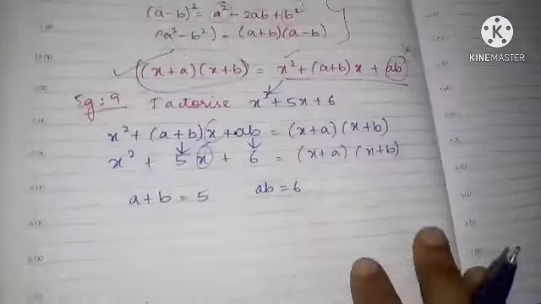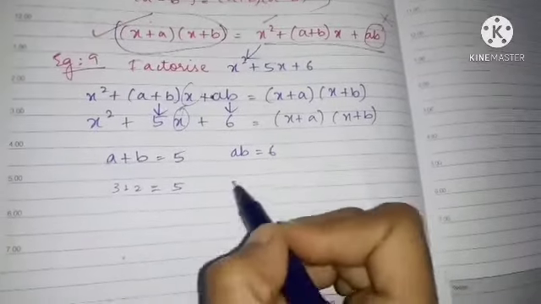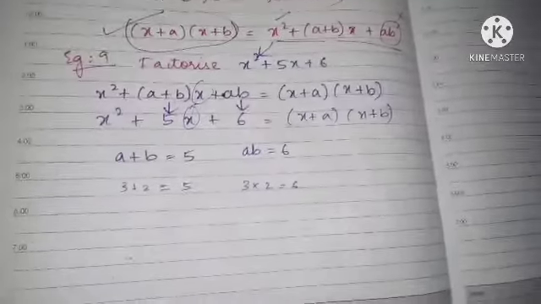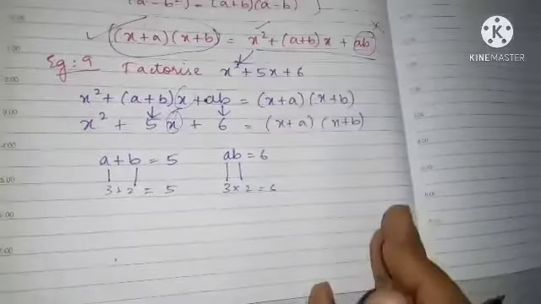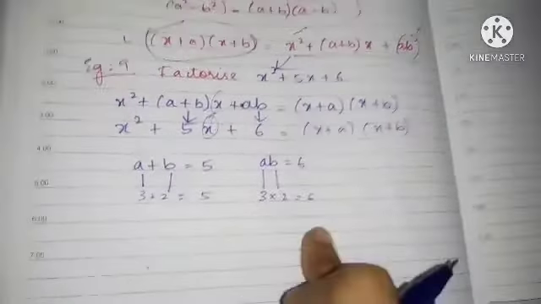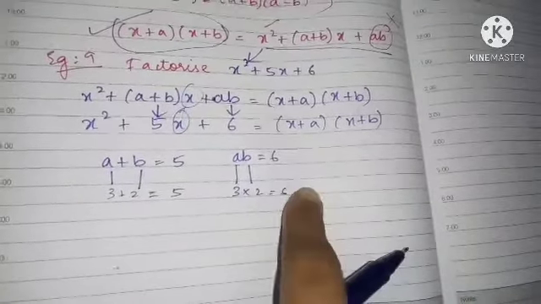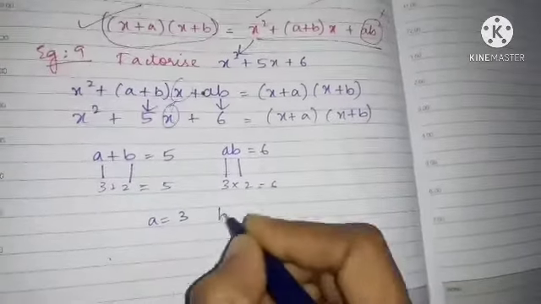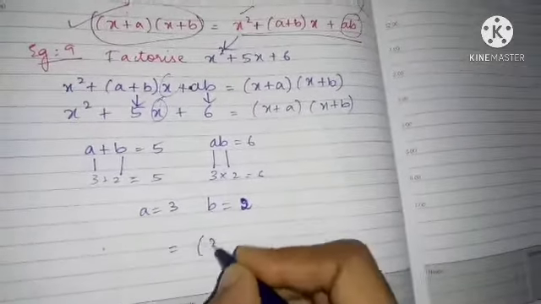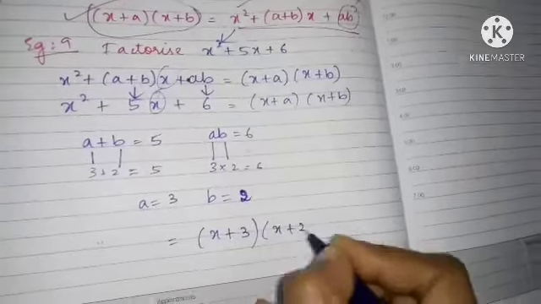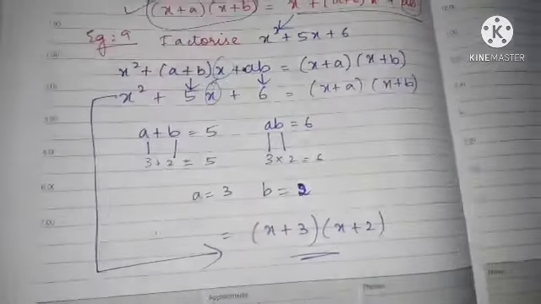So let me check it. What are the values? 3 plus 2 is 5, right? 3 twos are 6. Yes, if I take a as 3 and b as 2, I am getting that condition: a plus b is 5, a into b is equal to 6. 3 plus 2 is 5, and 3 into 2 is 6. So a value is 3, b value is 2. So now what will it become? x plus 3 into x plus 2. So when I factorize this, I will get x plus 3 into x plus 2.